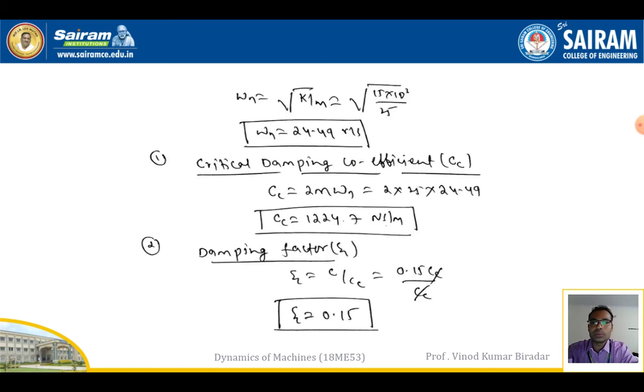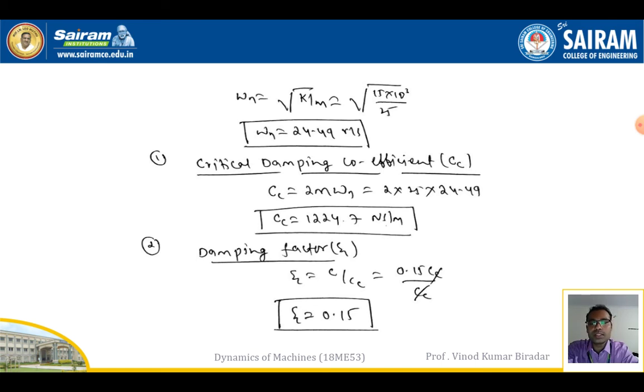We know the natural frequency formula is omega n equals square root of k by m. The k value given is 15 into 10 to the power of 3, divided by 25. Substituting, we get omega n equal to 24.49 radian per second, which is the unit of the natural frequency.